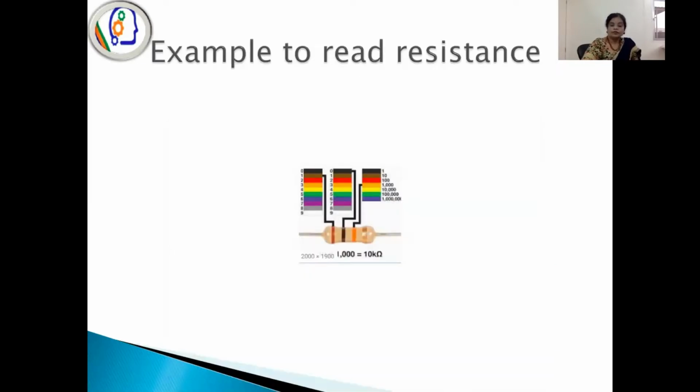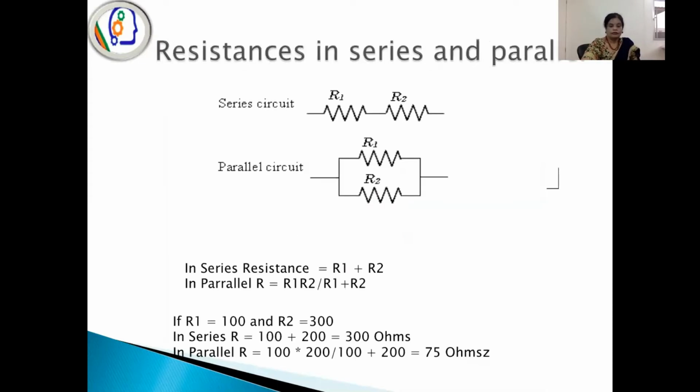Suppose I have given you in the slide one resistance that has color brown, black and orange. What does it mean? Brown has one value, black 0 will come in the tens place, and orange will be multiplied by 10 raised to power 3. Means brown, black, orange means 10k resistance, right?